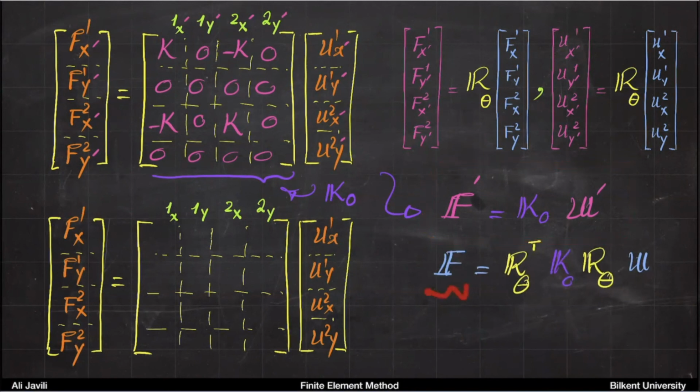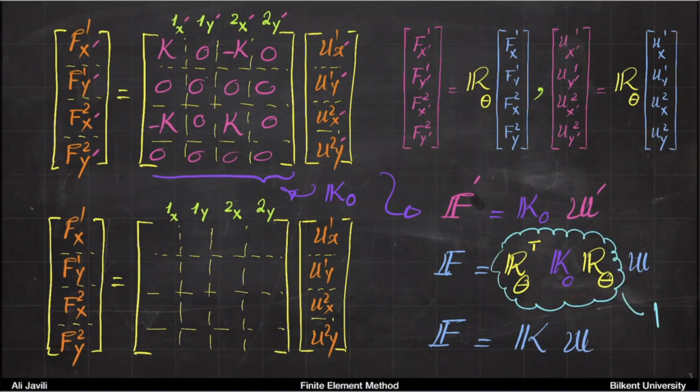Your blue system is F equals something which has the flavor of stiffness times U. So this would be your blue stiffness. So basically you would say F equals, well, KU, and this R theta transpose K0 R theta, that is your blue stiffness. So this is your K. Okay.